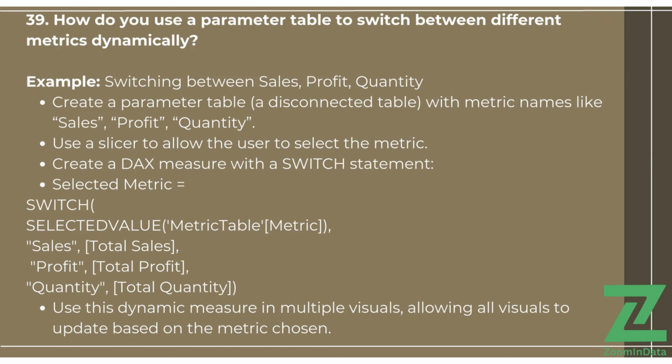Create a DAX measure using a SWITCH statement. Selected Metric = SWITCH(SELECTEDVALUE(MetricTable[Metric]), "Sales", [Total Sales], "Profit", [Total Profit], "Quantity", [Total Quantity]). Use this dynamic measure across multiple visuals so that all visuals update automatically based on the metric selected.